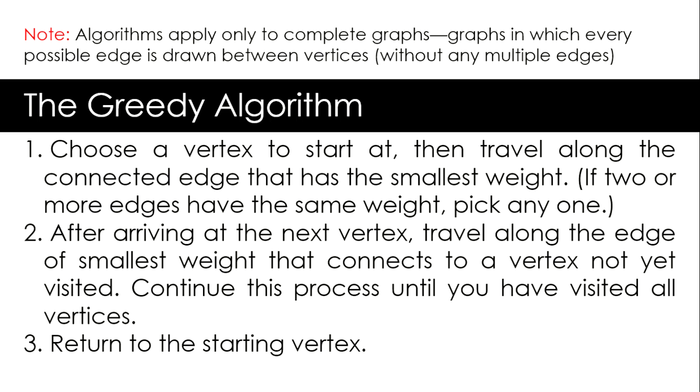For the greedy algorithm, we have 3 steps to follow. Choose a vertex to start at, then travel along the connected edge that has the smallest weight. If 2 or more edges have the same weight, pick any one. After arriving at the next vertex, travel along the edge of smallest weight that connects to a vertex not yet visited. Continue this process until you have visited all the vertices. Then, since this is a Hamiltonian circuit, you need to return to the starting vertex.